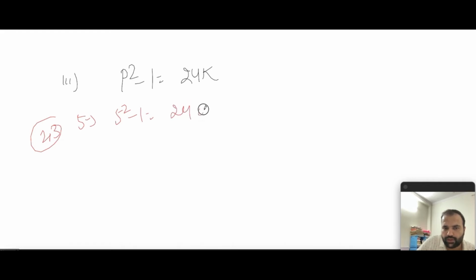Now, there's one more very interesting concept here: all the prime numbers satisfy this condition. For sure, any prime number P, if you leave out 2 and 3, the rest of all the prime numbers do. We can take 5. When we take 5, it's 5 squared minus 1, which is 25 minus 1, or 24, which is 24 into 1, where K is 1. We can take any other number. We can look at 11. 11 squared minus 1 is 120, or 24 into 5.